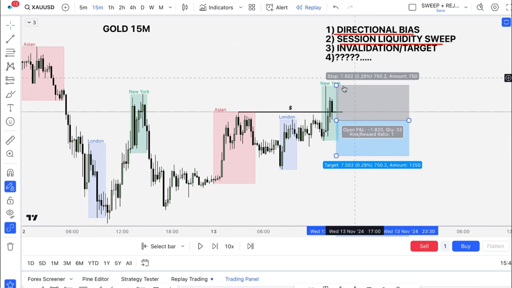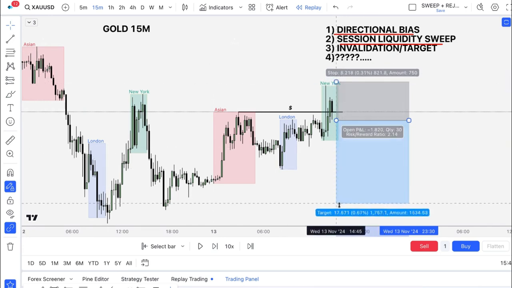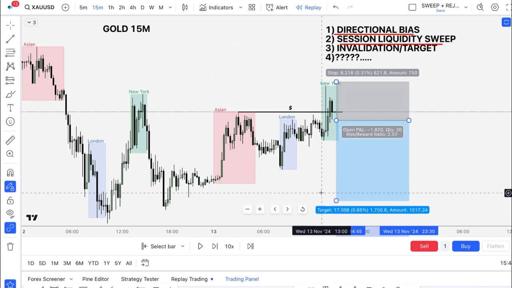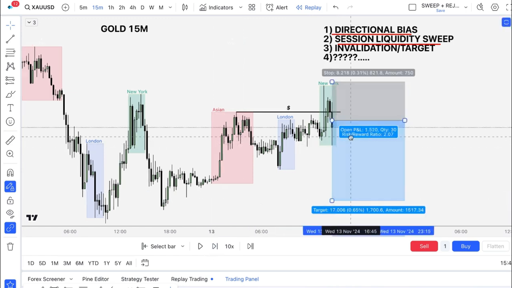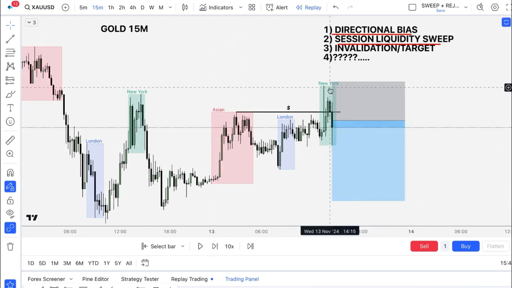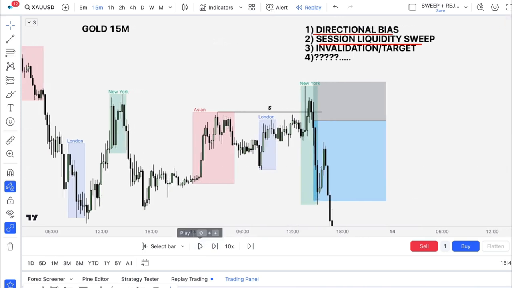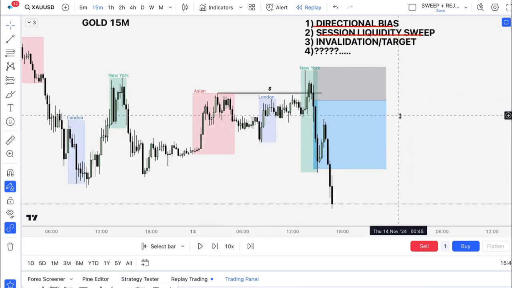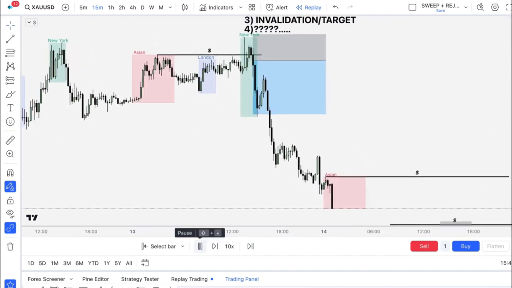Step number three, invalidation goes above the liquidity sweep. And then we're simply looking to target around a 1 to 2. You can secure profits, take partials, and then allow a small piece to run. So we're triggered in right here during the New York session. Okay, and so during the New York session, your 1 to 2 is absolutely smashed. And then price starts melting to the downside.